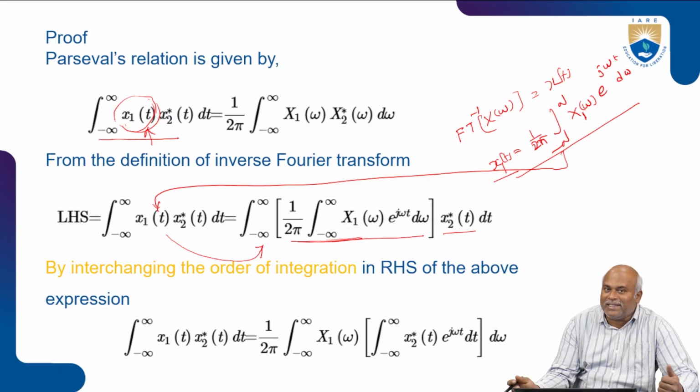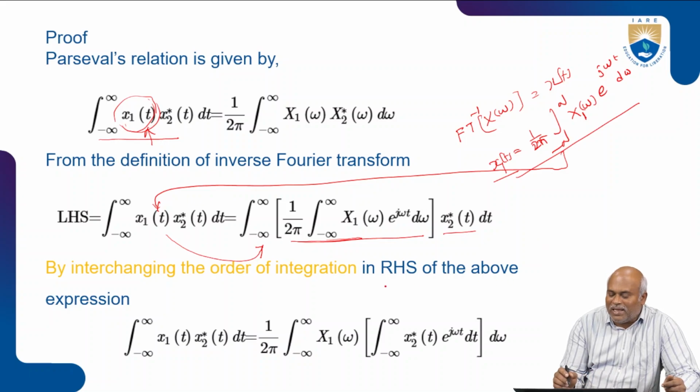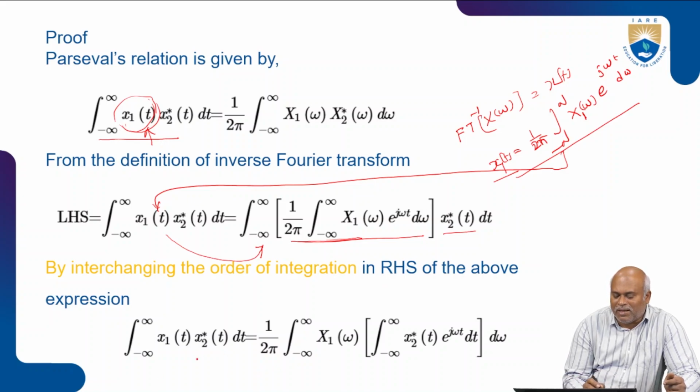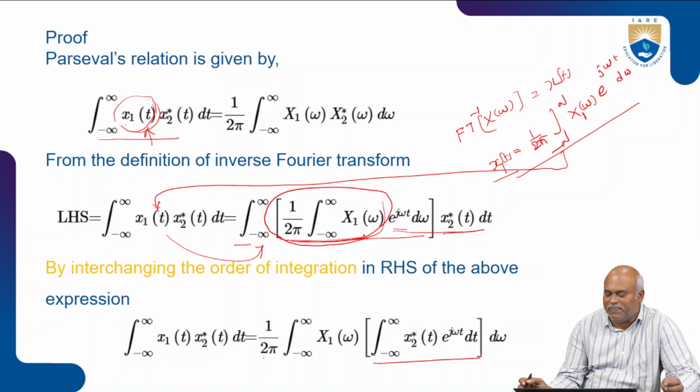At the same time, by interchanging the order of integration on the right side of our equation, we should write this expression in this form. This portion we should take out from the right side: 1 by 2 pi integration from minus infinity to plus infinity of X1 of omega. For the remaining portion, the integration from minus infinity to plus infinity of x2 star of t e power j omega t d omega.